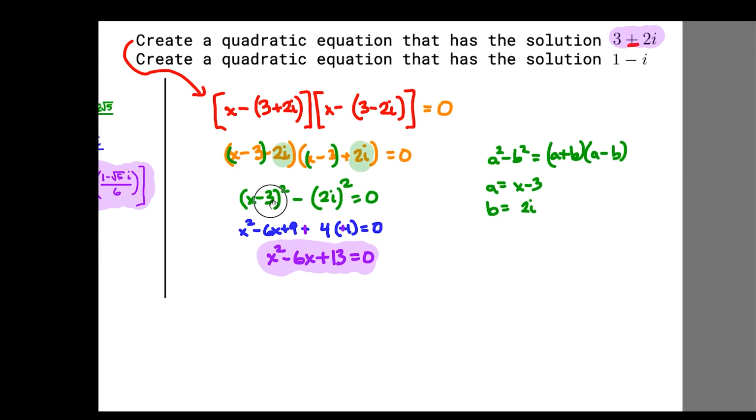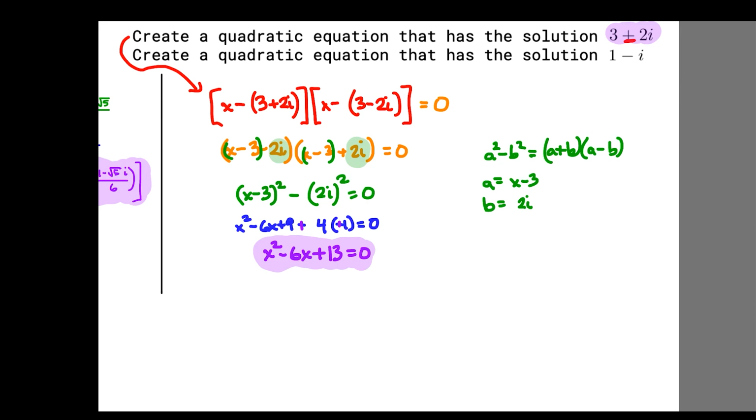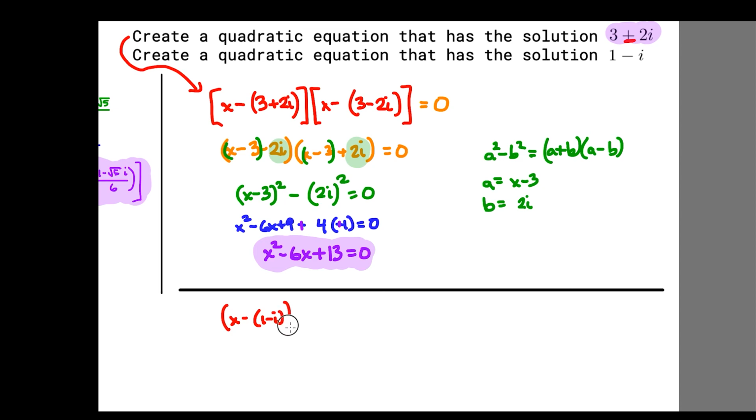All right, we're going to do the same thing for the next one where it's 1 minus i. It's just more practice of the same kind of concept. So let's put a line right here. Okay, so again, using the fact that complex solutions come in pairs, we're going to say that it's going to be x minus 1 minus i times x minus 1 plus i. So if you look at this part right here and this part right here, these are complex pairs. The only thing that's different with them is one's a minus and one's a plus. This is going to be equal to 0 to make the equation, but we need to simplify this completely.